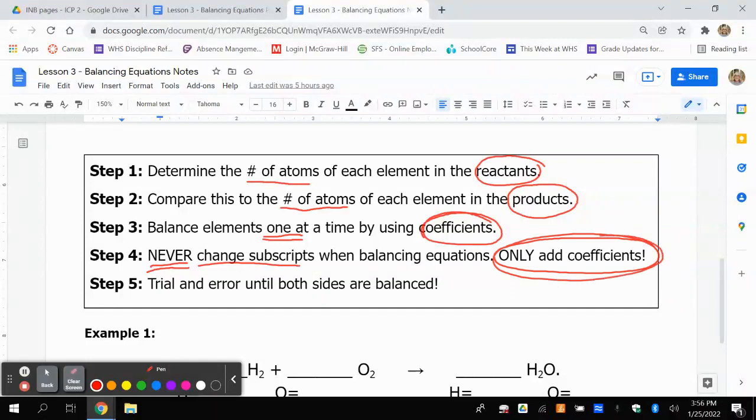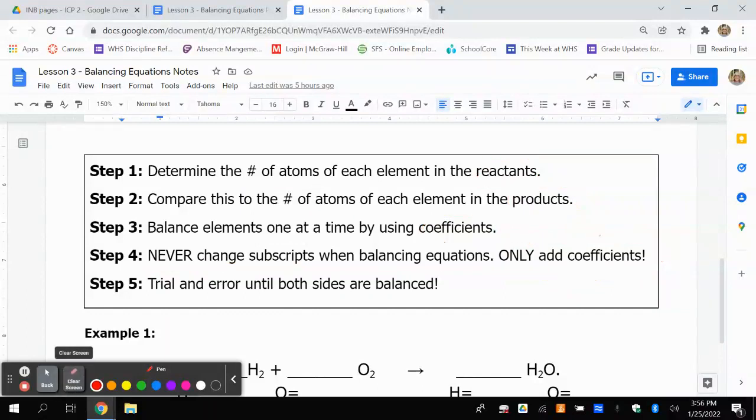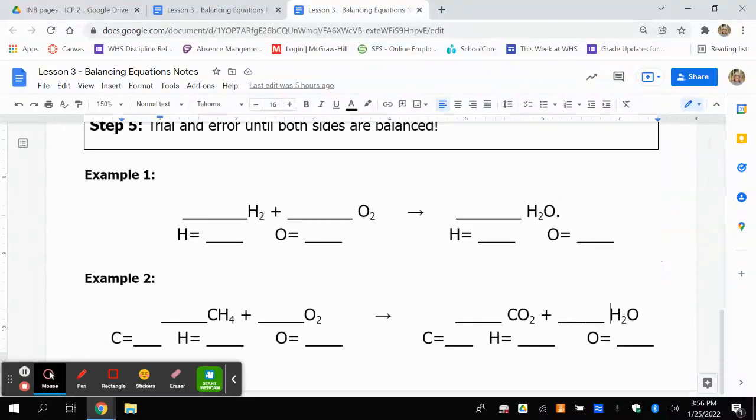Okay? And number 5 is just a good reminder. It is going to take trial and error before both sides are balanced. So you may need to try a few times before you actually get a balanced equation. And there may be points in time when you have to start over, especially with those more tricky equations. Okay? So let's look at a few examples down here. So we have example 1 and example 2 here.